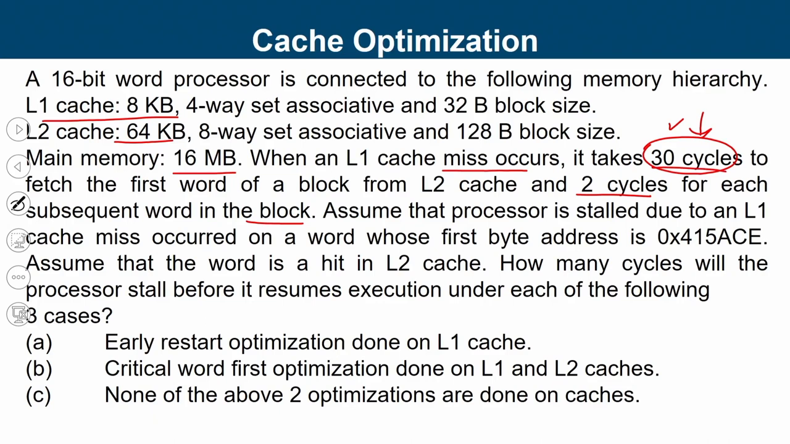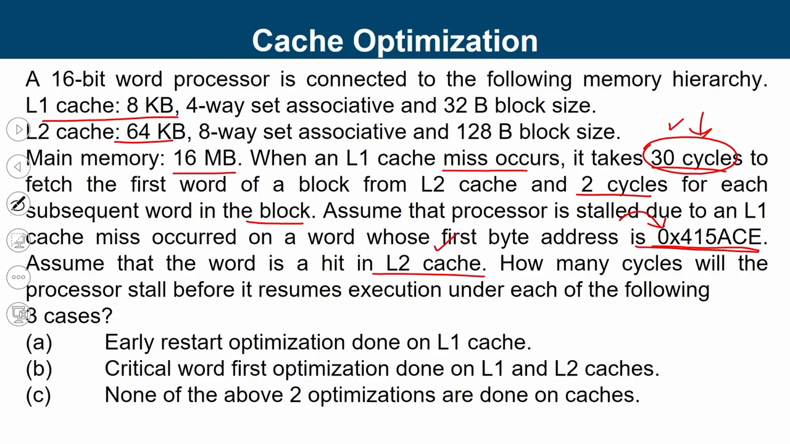Assume that the processor is stalled due to an L1 cache miss that occurred on a word whose first byte is at this particular address. Upon trying to fetch this particular address from the L1 cache, it is identified as a miss. So, you have to bring a block of data from the L2 cache. So, the processor is stalled. Assume that the word is a hit in L2. This is a basic assumption that you make.